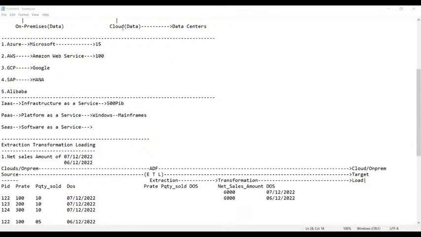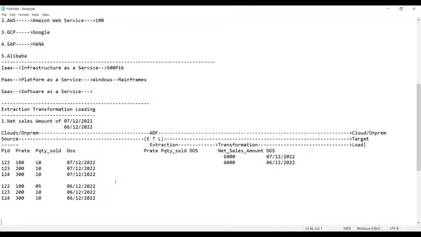Sir, about job opportunities? Obviously, cloud is the future now. Obviously, the job market is very good.